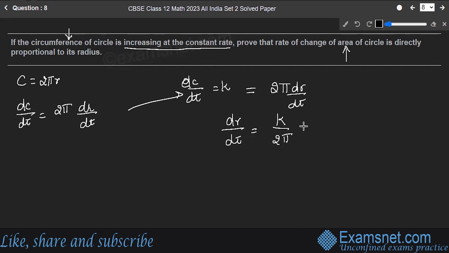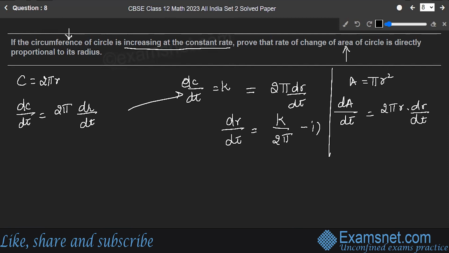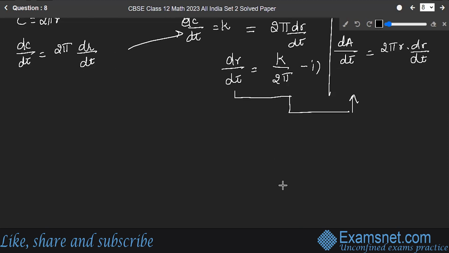Okay, fine. So let's say this is equation 1. Also, you are given the area. Let's talk about the area over here. That's given by pi r square. So dA upon dt is equal to 2 pi r into dr by dt. Correct? Now, what will I do? I'll fill this value in this question. This is the value of dr by dt, I'll fill in this portion.